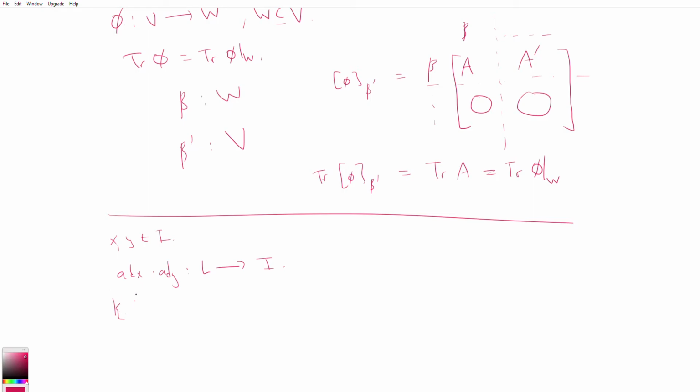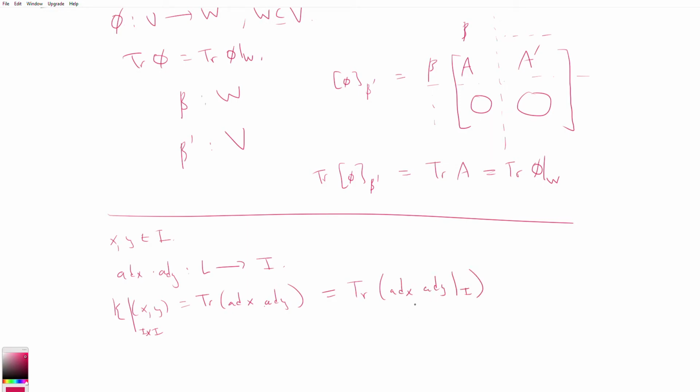The Killing form of ad x, ad y, or of x and y, is equal to the trace of ad x ad y. Really this is the restriction of kappa to I cross I, because x and y are elements of I. So is this equal to the trace of ad x times ad y? By the above fact, this is ad x times ad y restricted to I.